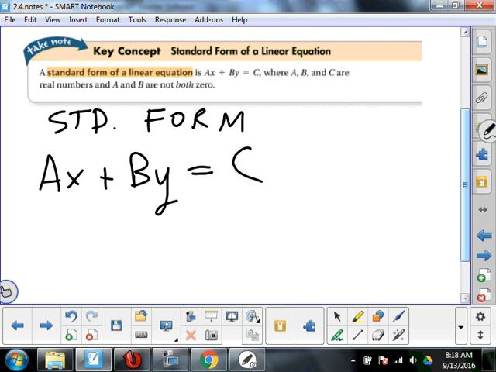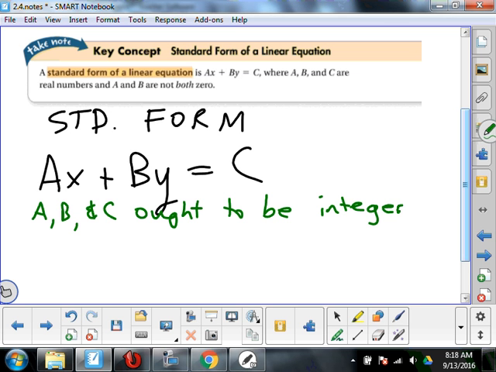They say that A, B, and C have to be real numbers. Okay? I'm going to take it a step further. Because a lot of times you are asked to put something in standard form with integer coefficients. So I'm going to say that A, B, and C ought to be integers. Those are whole numbers and their opposites, in case you didn't know. And I'm going to take it one step further, and A is positive.